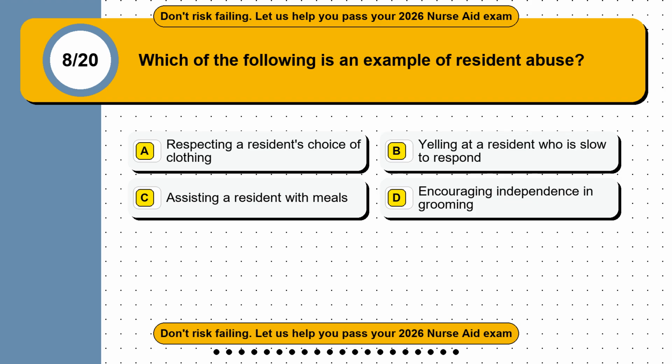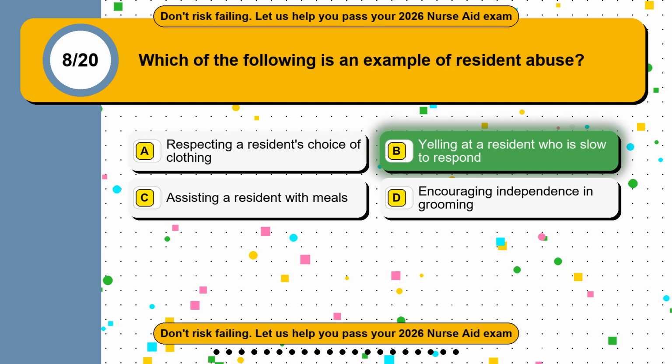Question 8. Which of the following is an example of resident abuse? Option A. Respecting a resident's choice of clothing. Option B. Yelling at a resident who is slow to respond. Option C. Assisting a resident with meals. Option D. Encouraging independence in grooming. The correct answer is option B. Yelling at a resident who is slow to respond.